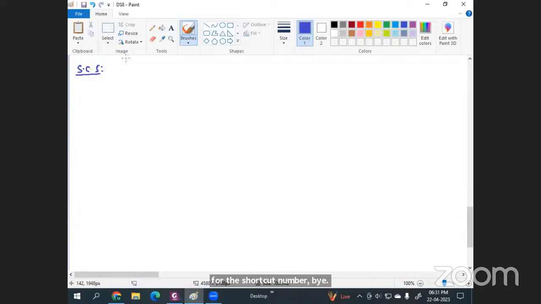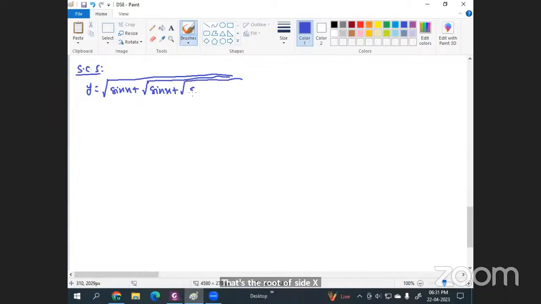Shortcut number 5 says y equal to root of sin x plus root of sin x plus root of sin x plus so on up to infinity. What is your answer for this one? y equal to root of sin x plus root of sin x plus root of sin x plus so on infinity. Right? What is your answer?